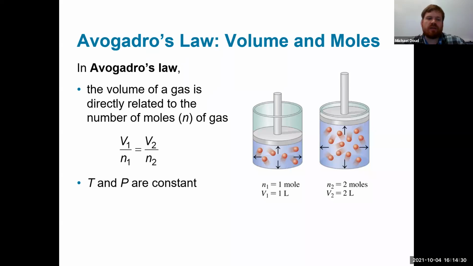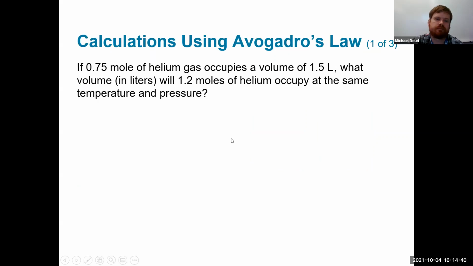Okay, so again, this is the way that we're going to use it most often for Avogadro's law: V1 divided by N1 equals V2 divided by N2. And N here means the number of moles.